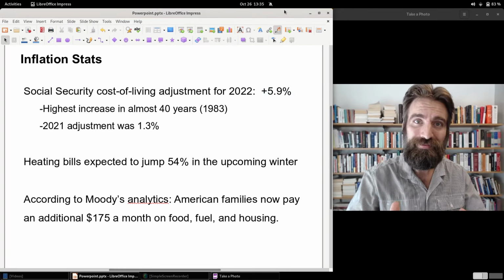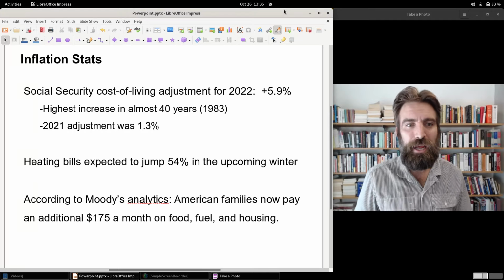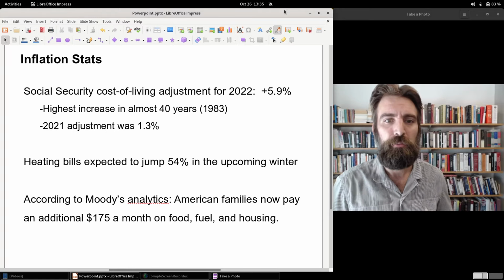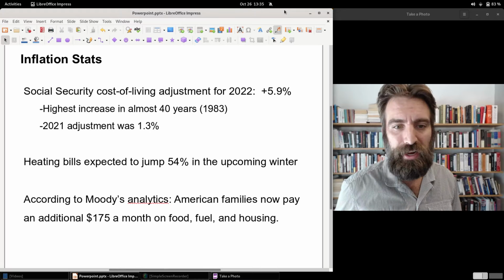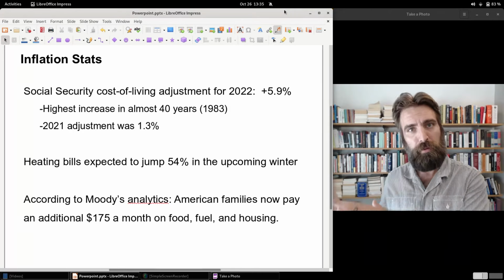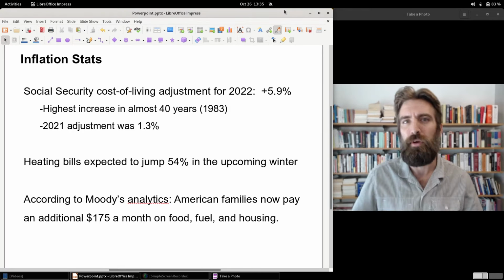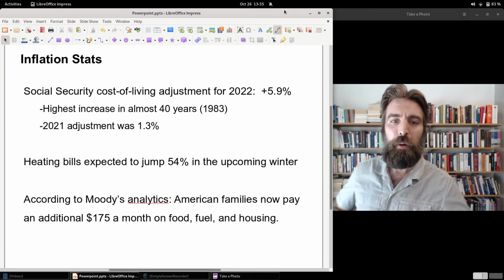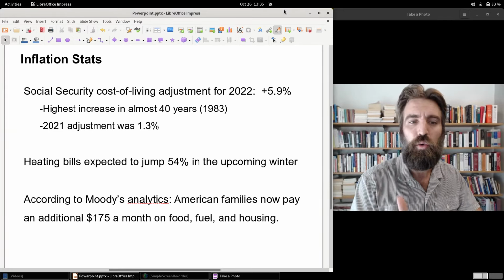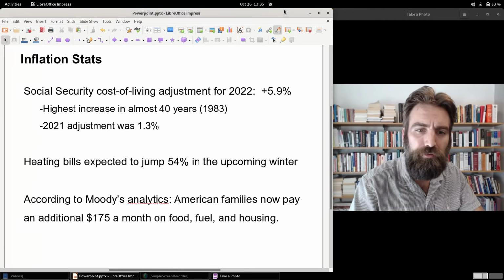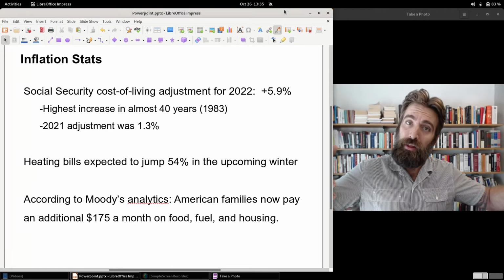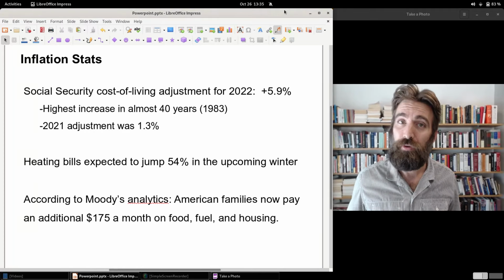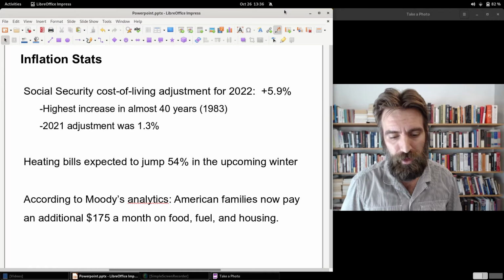The U.S. government announced that they expect heating bills to go up 54% in this upcoming winter. 54% increase in heating bills in this upcoming winter. And according to Moody's Analytics, some people snicker, just a quarter here, 50 cents there, what does that really matter? Well, when you add it up, Moody's Analytics recently studied this and found that American families are today paying, on average, an additional $175 a month on food, fuel, and housing. That's $175 a month. That's like a full grocery bill if you have a large family, 2 grocery bills if you have a small family.